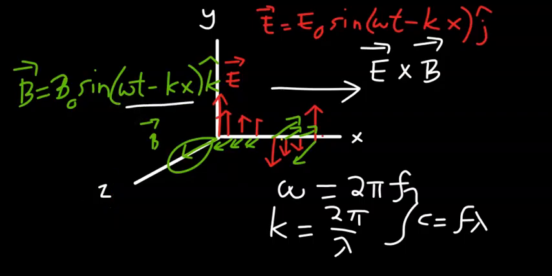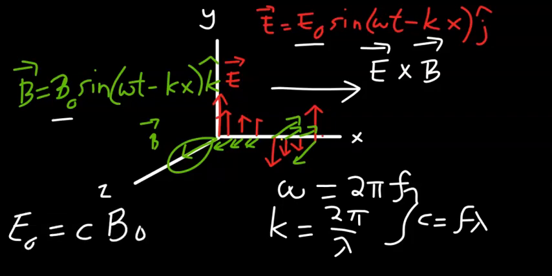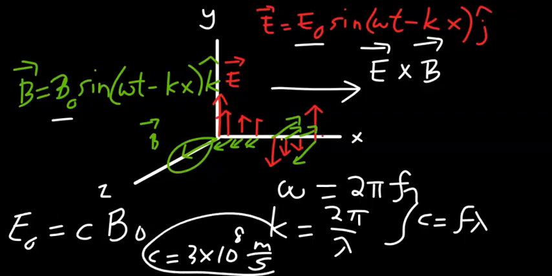The arguments of both components are the same because they belong to the same electromagnetic wave. We can even write down the connection between E naught and B naught, and it's given by E naught equals c times B naught, where c is the speed of this electromagnetic wave. In vacuum, empty space, the value of c is 3 times 10 to the power 8 meters per second. So this is what the speed of light is, since light is a form of electromagnetic wave. Any electromagnetic wave travels with this much speed in empty space or in vacuum.